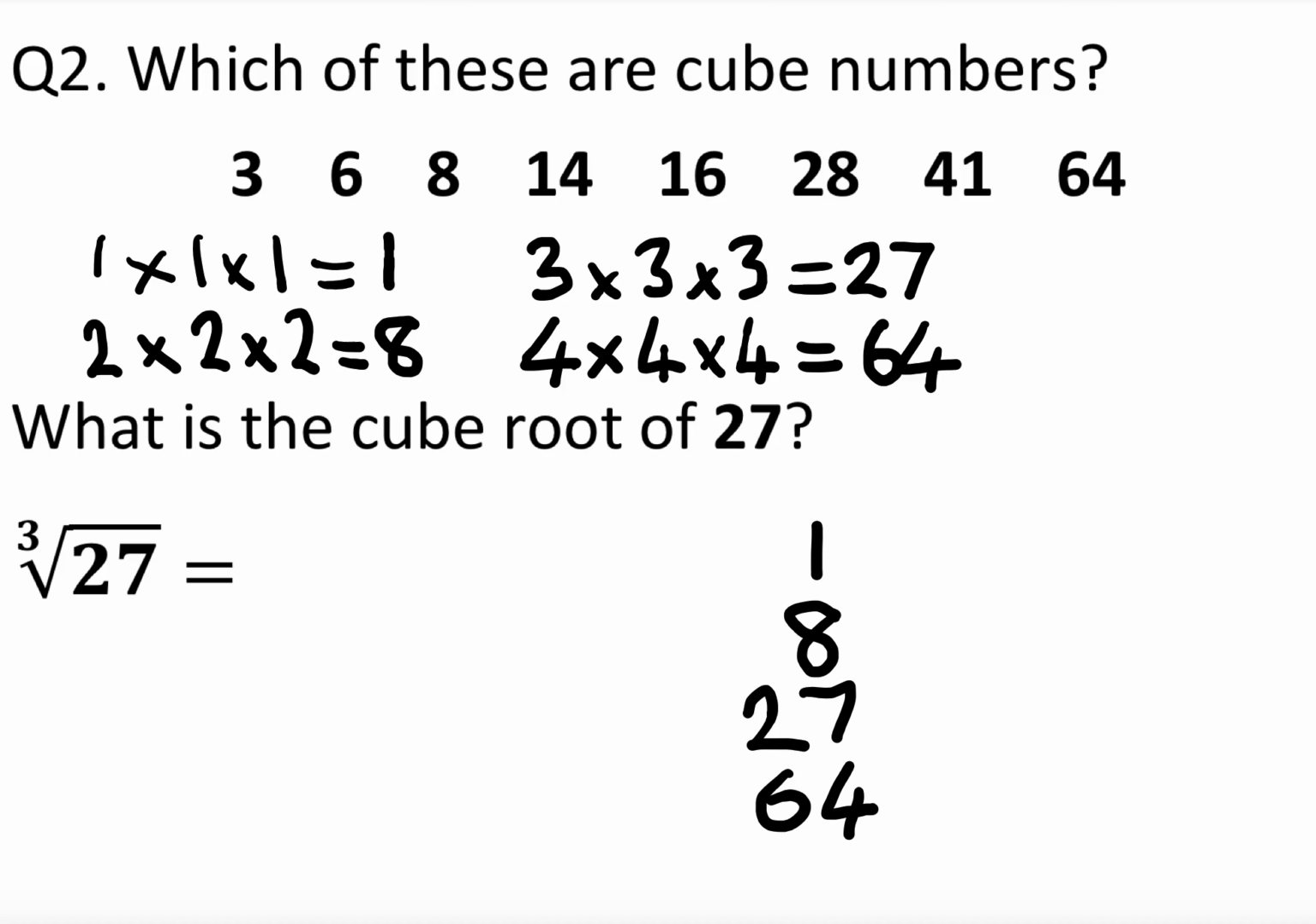So 3 is not a cube number, so we can cross him out. He's not on our list. 6 is not a cube number, so we can cross him out. 8, he is a cube number, so we'll leave him. 14, not a cube number. 16, not a cube number. 28, not a cube number. 41, not a cube number. 64 is a cube number. So there you go. The answer is 8 and 64. There's only those two numbers.